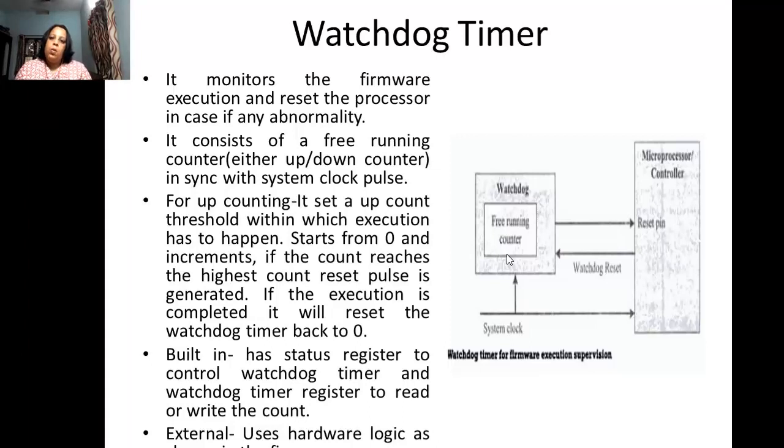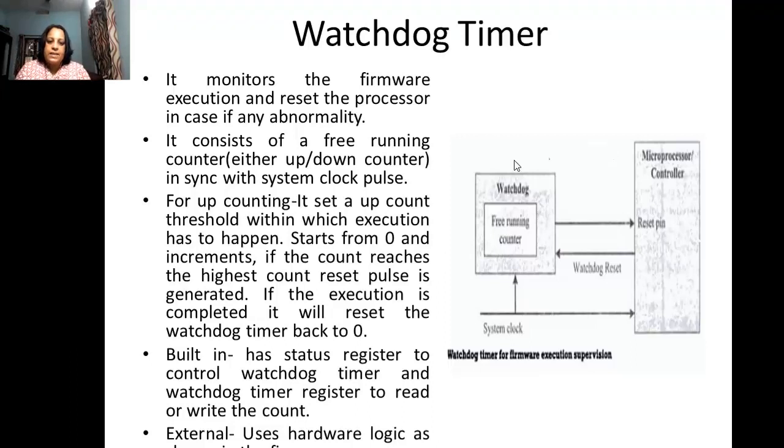timer. What it does is monitor the firmware execution, and in case there is any abnormality, or the execution is not happening, or the system gets hung up, then it resets the processor. So monitoring and resetting the processor in case of any abnormality is the job of the watchdog timer. Now how does the watchdog timer do this?